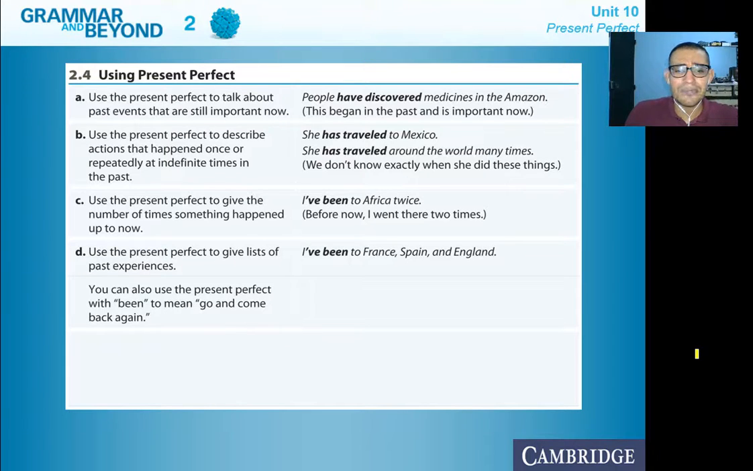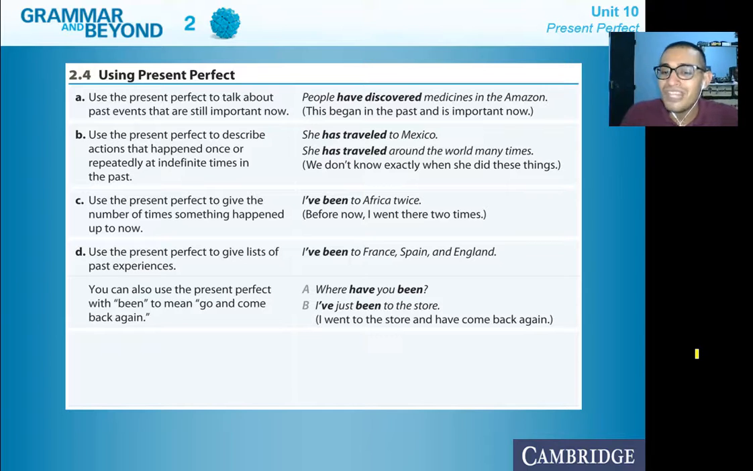You can also use the present perfect with been to mean go and come back again. This is a very important thing. Where have you been? I've just been to the shore. I went to the shore and have come back again. This is important because when you want to ask if someone has traveled to a country and that person has come back again, you don't say, have you traveled to Mexico?